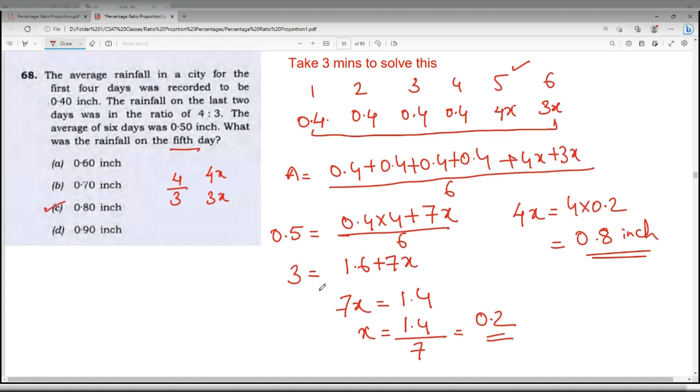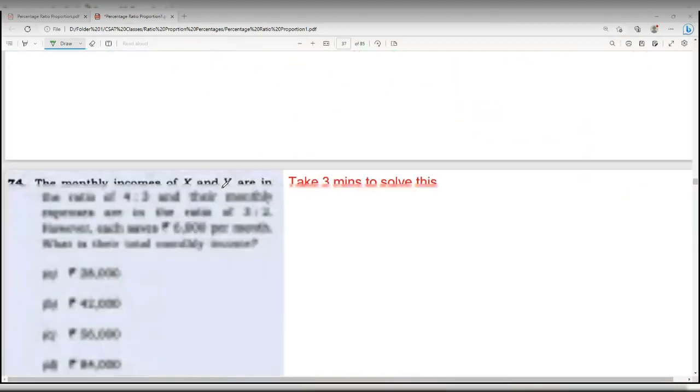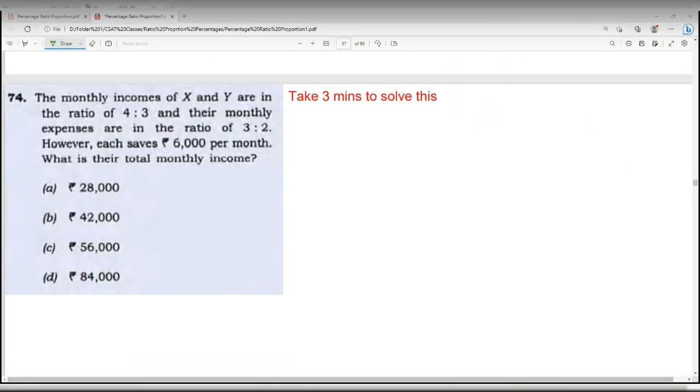I hope you have understood the problem. If you still have any doubt, you can please raise your hand and ask the question. If there are no more doubts, we'll move to the next question then. Please take 3 minutes to solve this.